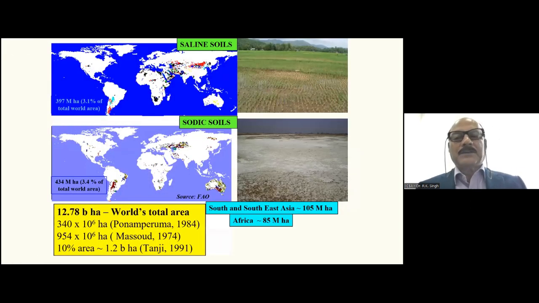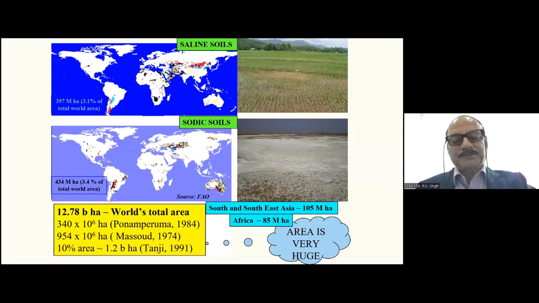So when we talk about the extent of the area, Dr. Charwal also mentioned it. If you see the extent, it ranges from 340 million hectares to around 1.2 billion hectares. And he also mentioned the recent estimates of 1.4 billion hectares. South and Southeast Asia covers around 105 million hectares, both salt affected, meaning saline soils and sodic soils. And in Africa, 85 million hectares. But I always say it is a guesstimate because they are varying. Whatever it is, the area is very huge.